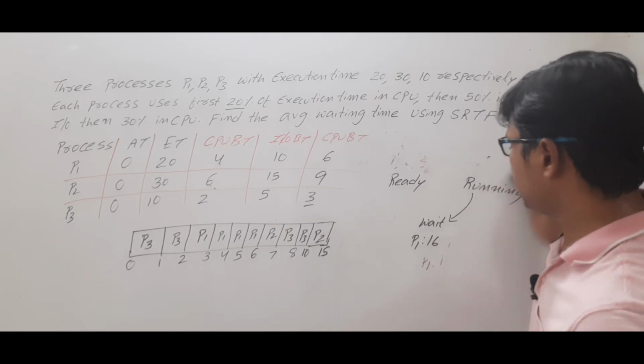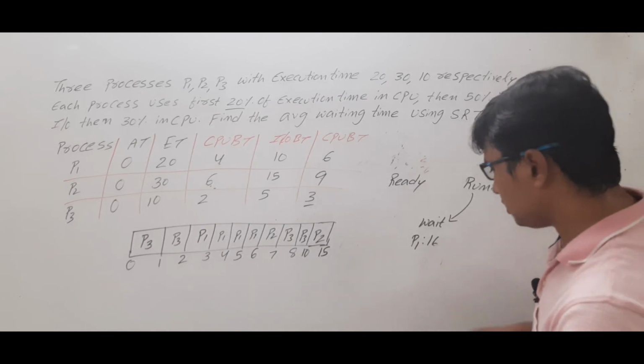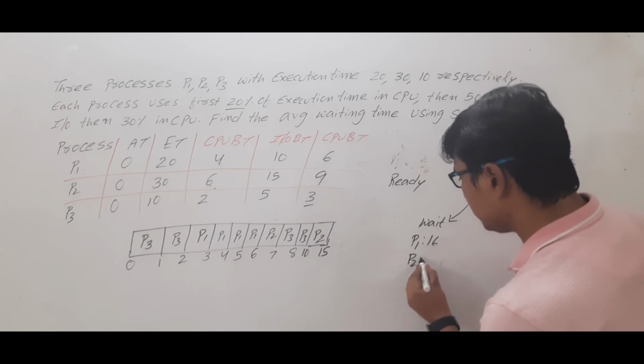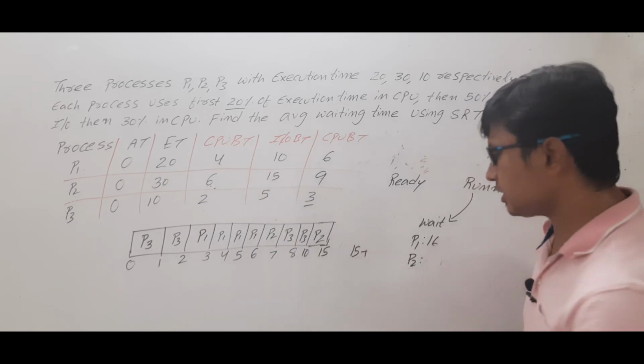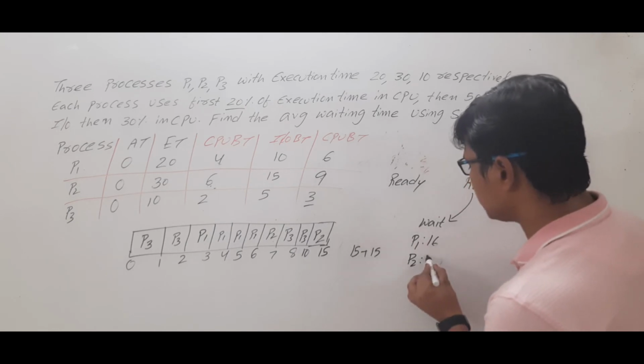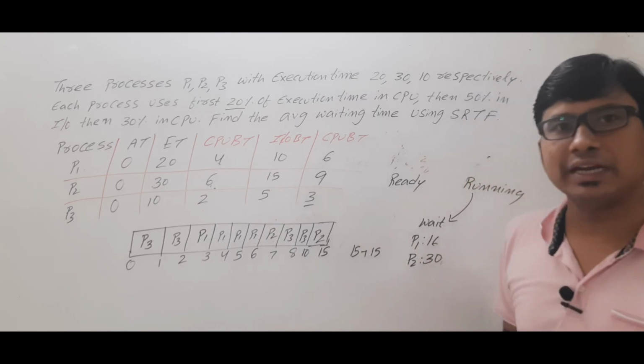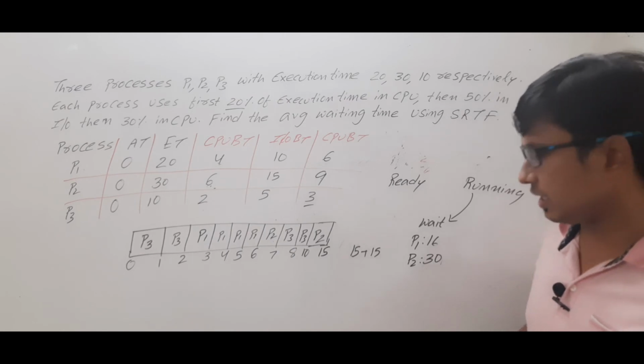So process P2 also will go to the wait state at 15 units of time, and it needs the IO burst time of 15 units. So it has to come to the ready state at 30 units of time.